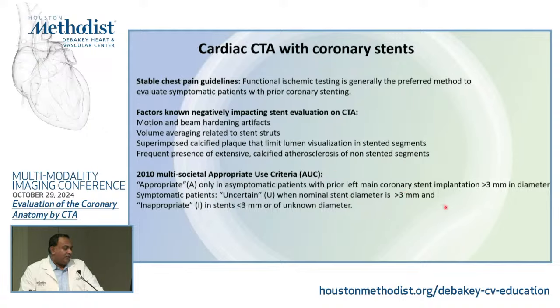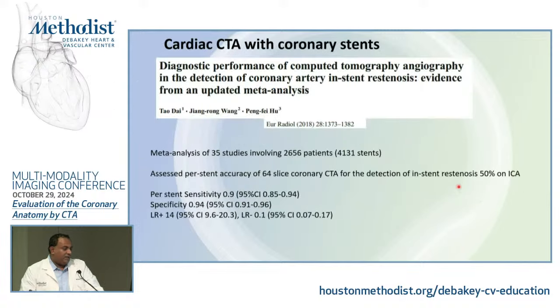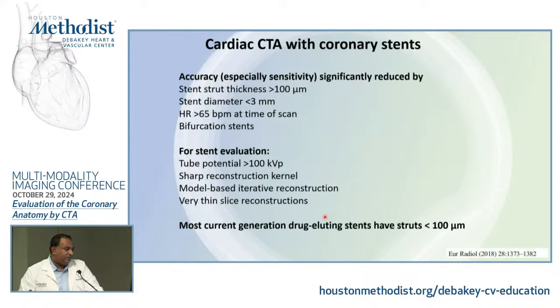As I mentioned, AUC criteria says that if they're more than 3 millimeters in diameter, they're okay for evaluation by CT. This is a meta-analysis of 35 studies involving 2,600 patients that looked at the sensitivity and specificity of 64-slice CT for detection of in-stent restenosis, defined as in-stent restenosis greater than 50% on invasive cath. Excellent sensitivity and specificity if done in the right population, good positive and negative likelihood ratios.